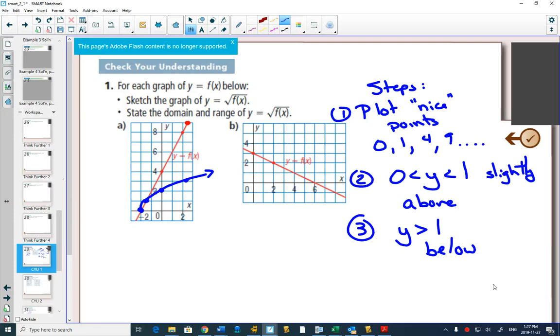It's not really a step, but wherever the original graph is negative, your square root graph doesn't exist. Okay? So do you see that my graph isn't going to go further to the left? It's going to start at 0, but these points where the red graph has negative y values, you can't take the square root of a negative. Technically, we're done our graph here.